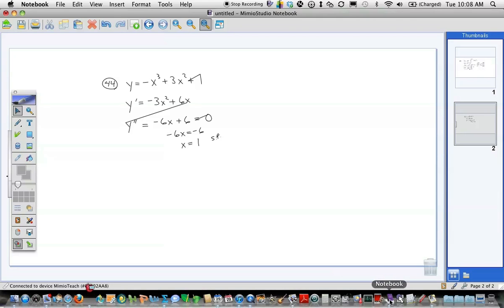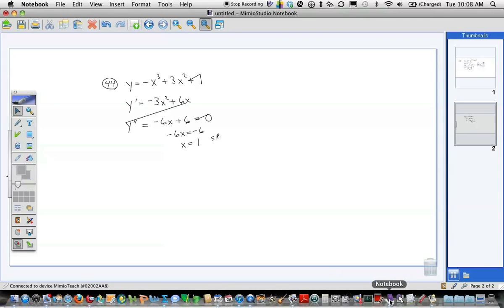Now, they didn't give us any endpoints. Sometimes that happens. Think about what Y prime is. What kind of graph is Y prime if you were going to graph it? A parabola, upside down. So we don't really need endpoints because we know where the max is going to be. It's going to be at the stationary point, right? But this brings up a problem.